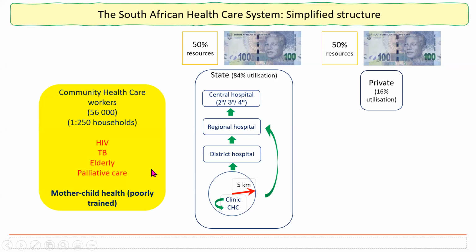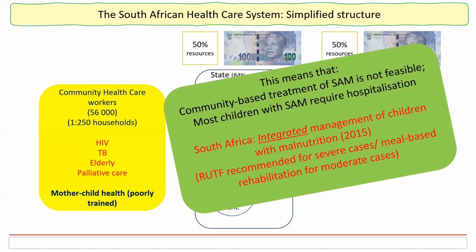At the community level, there are about 56,000 community healthcare workers that have now been incorporated into the PACEL system. That equates to one worker for roughly 250 households, or roughly 1,000 people, on average about 4 people in a household. And they're particularly skilled in providing TB and HIV care, as well as care for the elderly and palliative care. But they're very poorly trained in mother and child health. What this means effectively is that in South Africa, community-based treatment of SAM is actually not feasible. And so if you have a child with SAM, almost all of them are hospitalized.